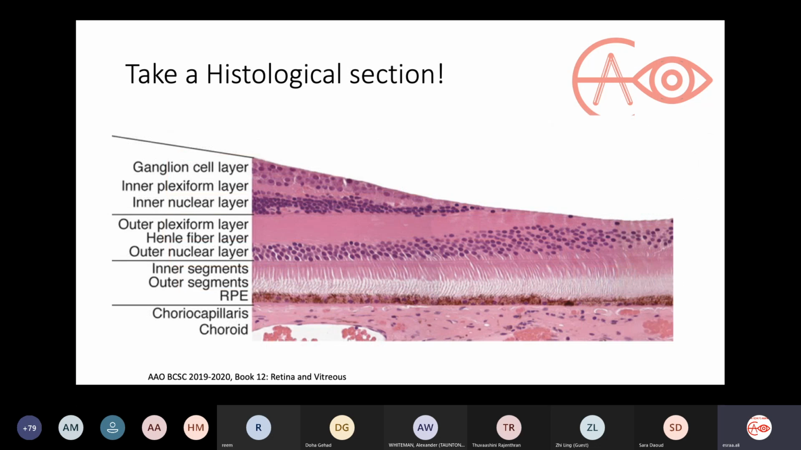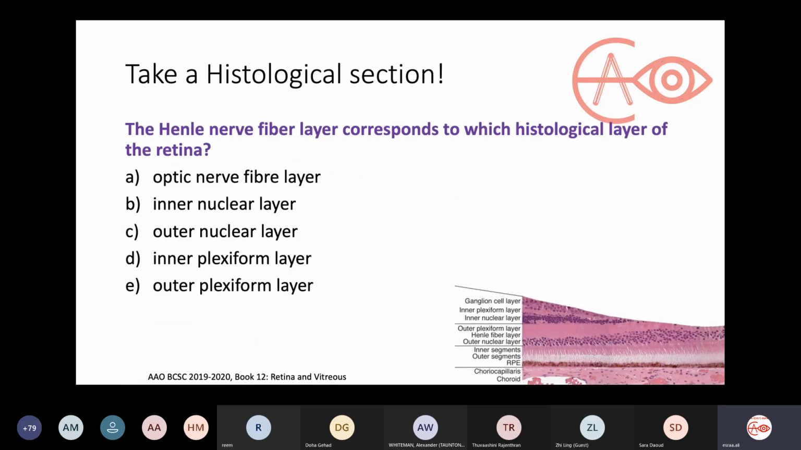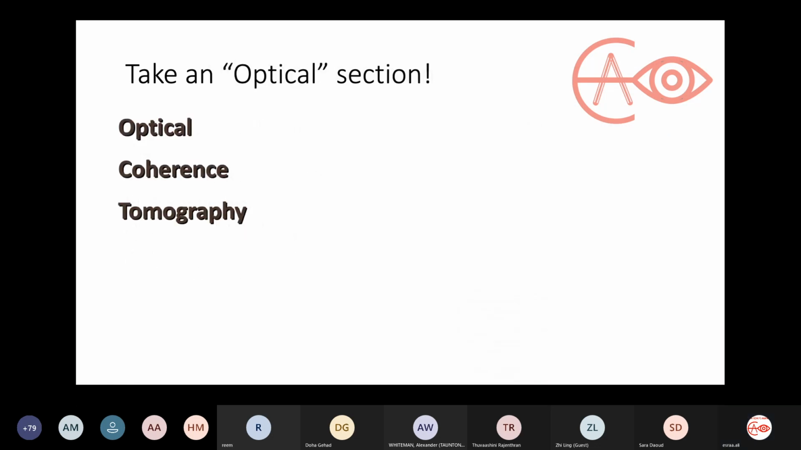Remember the difference between the rest of the retina and the macula, that we have one special layer called the Henle fiber layer, which is basically your plexiform layer, but because it's shifted to the sides to have the fovea, it's given a different name, and it's very important on the OCT as well. So here is one of the very high yield simple questions that you can get an easy mark for. The Henle fiber layer corresponds to which histological layer? It is the outer plexiform.